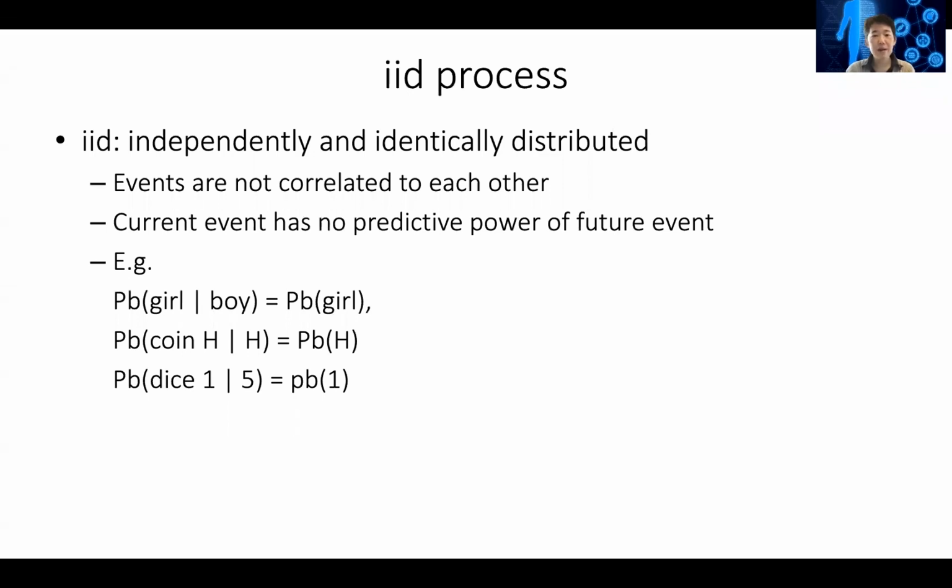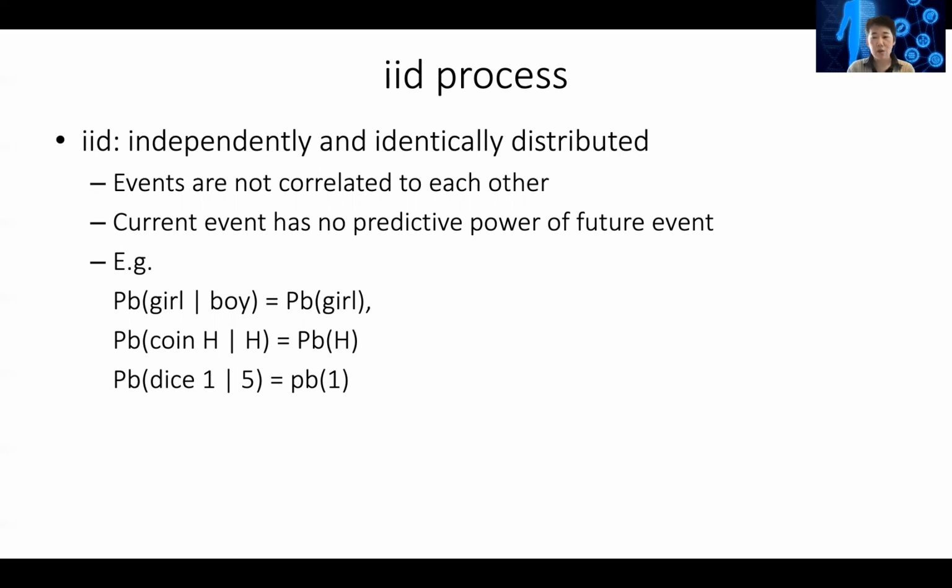In order to understand Markov chain, we first need to understand independently and identically distributed events, which are events that are not correlated with each other. Basically, the current event has no predictive power of future events. For example, the probability a couple had a boy as their first child to infer the probability of the next child being a girl is the same as the probability of having a girl in the first place. Whether the previous baby is a boy or girl doesn't matter.